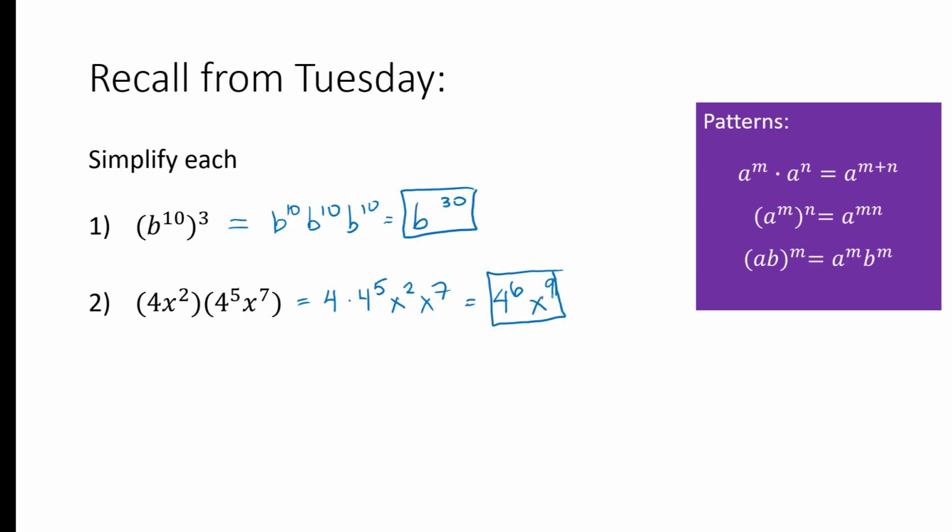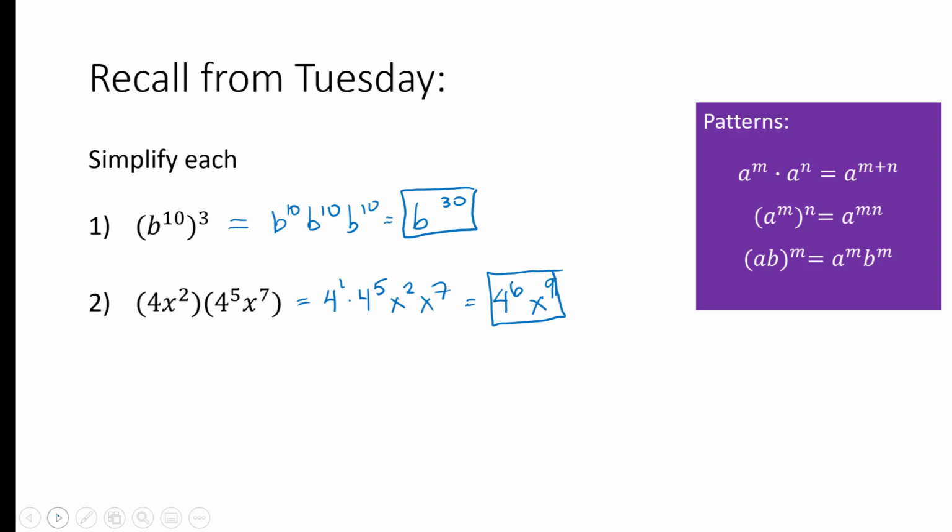Okay, for the first one, I wrote out b to the 10th 3 times because it's being cubed, so you should get b to the 30th. For the second one, make sure that you realize that this 4 all by itself is a 4 to the 1st. So we've got 4 to the 1st times 4 to the 5th, 4 to the 6th, and then x squared times x to the 7th, x to the 9th.